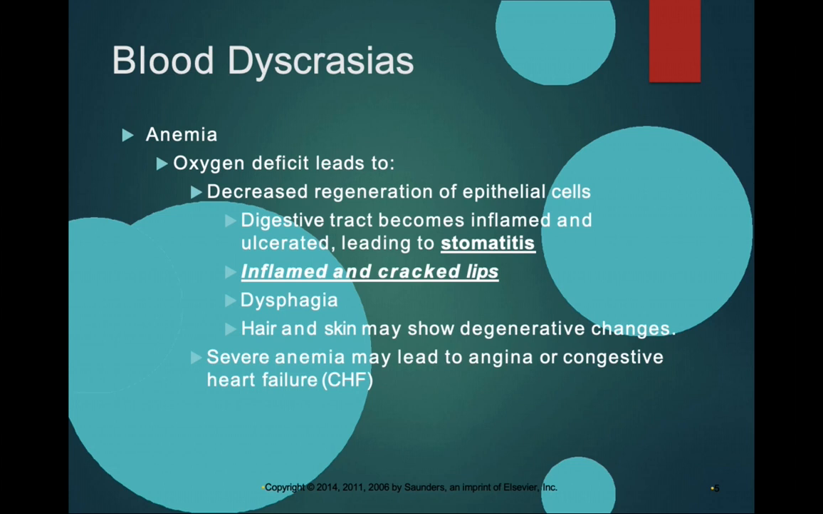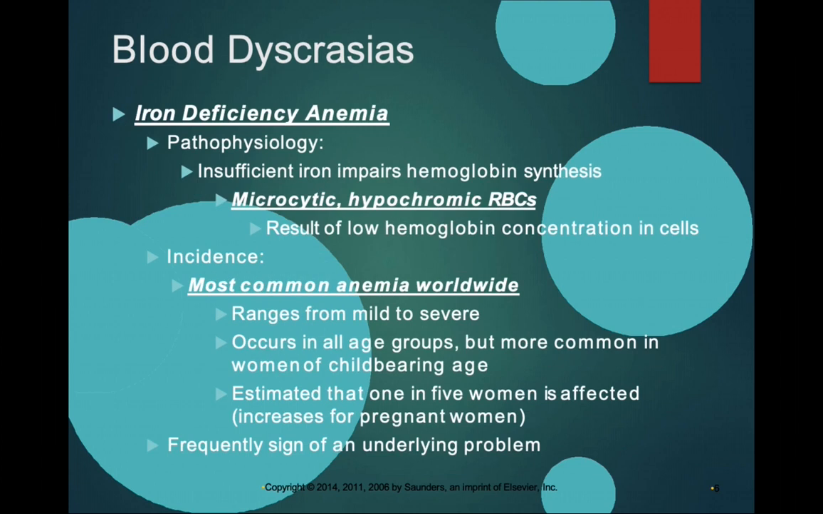When the epithelium is affected and there's a decreased ability to regenerate epithelium, that can result in dysphagia, which is difficulty in swallowing. And the hair and skin may also show degenerative changes because they're all epithelium. In severe anemia, it could lead to angina or congestive heart failure. Okay, these are some very important features that you should know in terms of the pathophysiology.